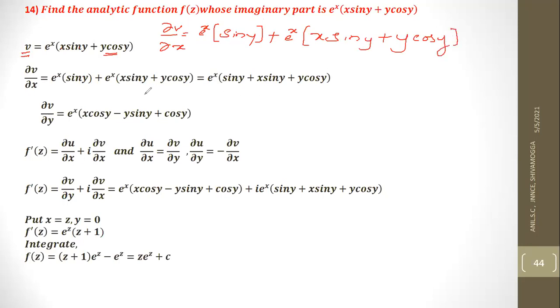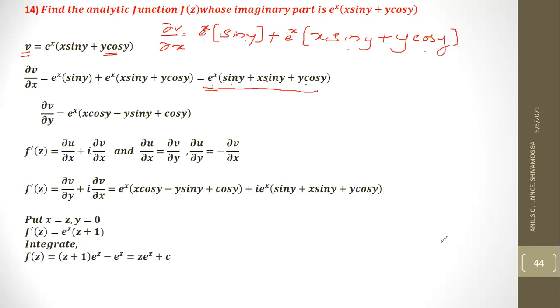Here e power x is common in both the terms. You take e power x as a common factor. As e power x comes outside, we get sin y plus x sin y plus y cos y. This is the partial derivative of v with respect to x.